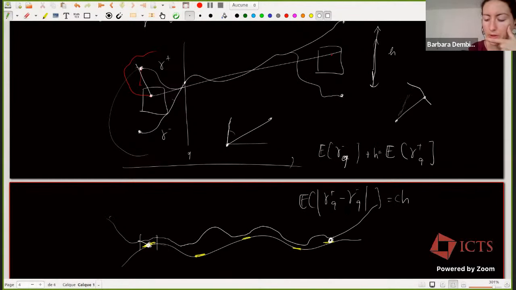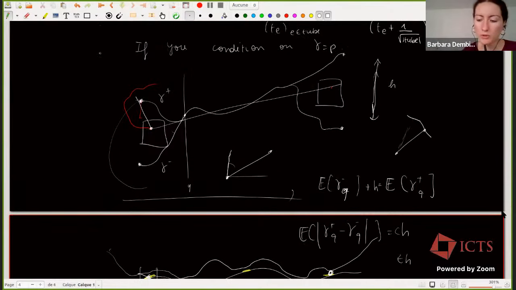Now that you have that, you can just use Markov inequality to say that with really high probability, this thing is going to be smaller than t times h, where t is something large. And then the remaining is just using Markov inequality to be sure that on almost all intervals you are really close to the geodesic. And then it's just computations, and you have to make everything quantitative to be sure that gamma plus coalesces with gamma minus. So I will stop here. Thanks for your attention.